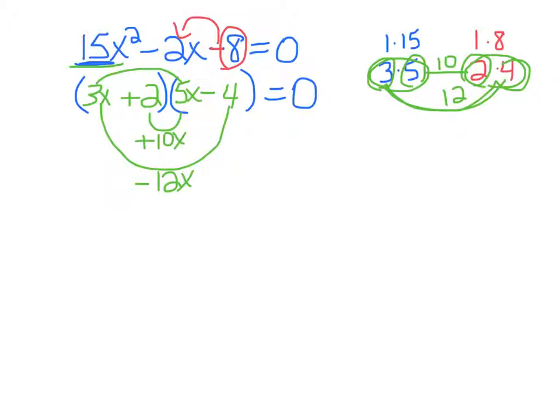We have 3x times 5x is going to give us the 15x squared. Okay, then we have plus 10x right here, minus 12x, and it combines to give us the negative 2x. And then you have the positive 2 times the negative 4 gives you the negative 8. So we have our factors, 3x plus 2. We will set that equal to 0.